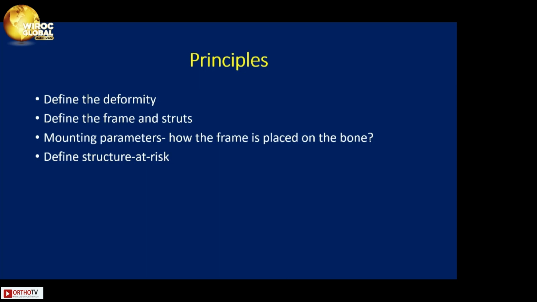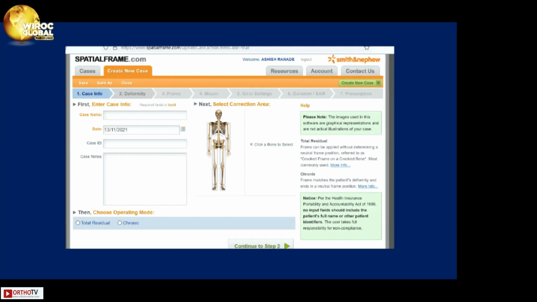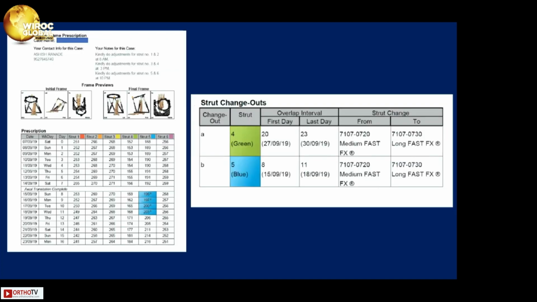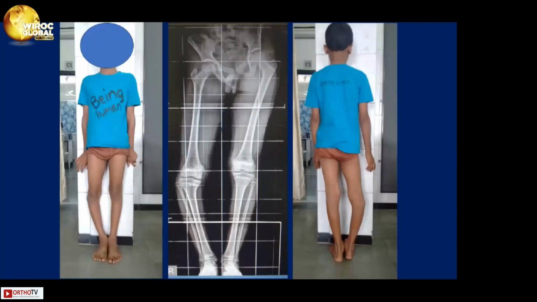Essentially that means even if the frame is not orthogonal, if we tell this to the software, it can be taken into consideration and will not affect the final correction. Also, we have to define the structures at risk. That is the page for the Spatial Frame, but there are various other programs available with other systems. That gives a program like this where one needs to turn the struts. We'll come straight to some examples.